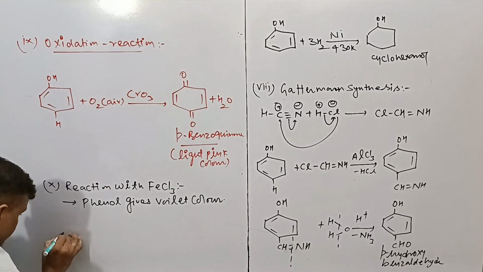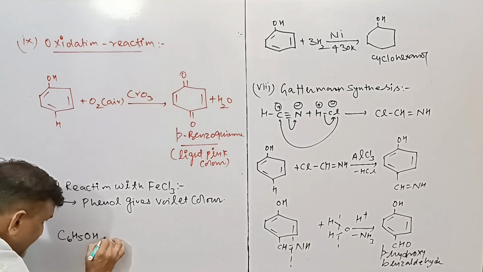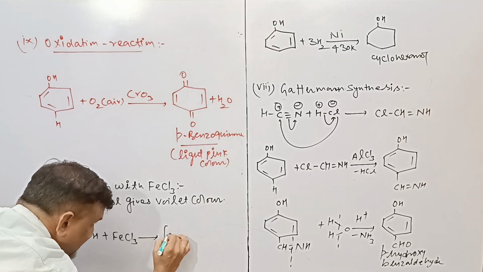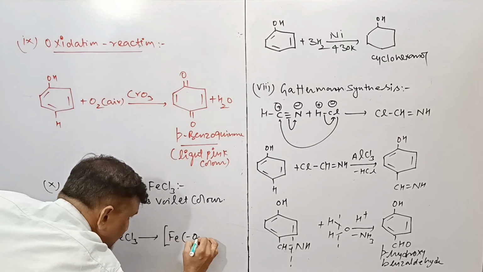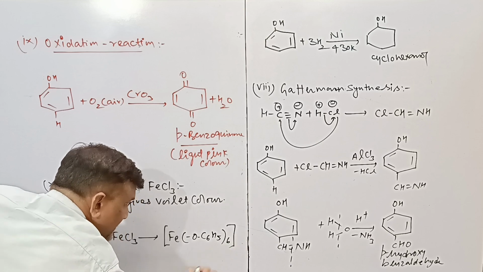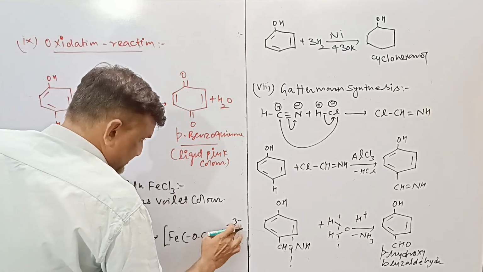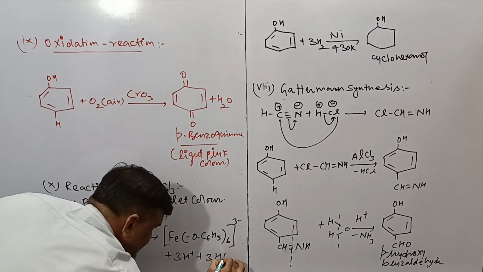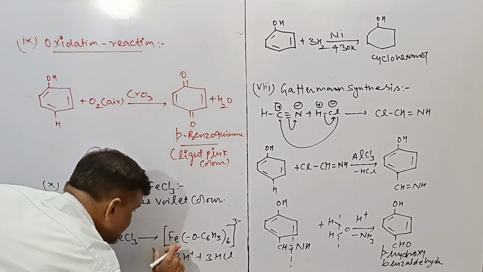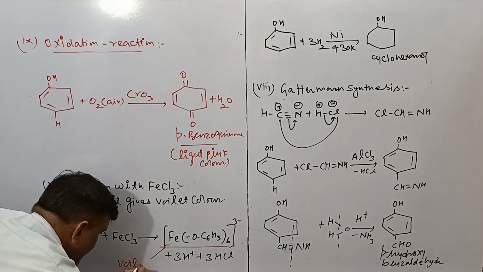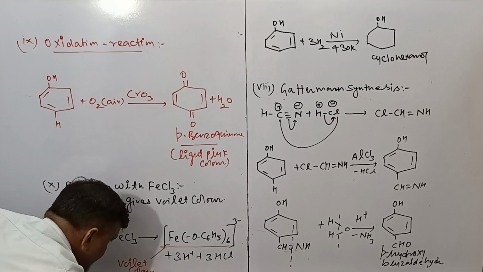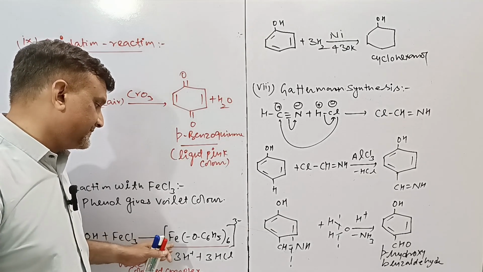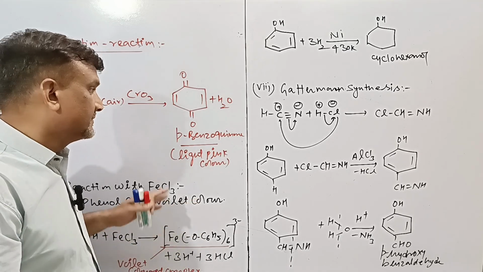So this is C6H5OH, 6 molecules. This is the FeCl3. What will be formed here is a complex compound, Fe. This is the O, C6H5 whole 6. This is the 3 minus, and the rest is 3 of H plus, and the rest will be 3 of HCl. This is the violet colored complex compound. That's why it gives violet color, due to formation of the ferric complex ion. This was about the confirmatory test.